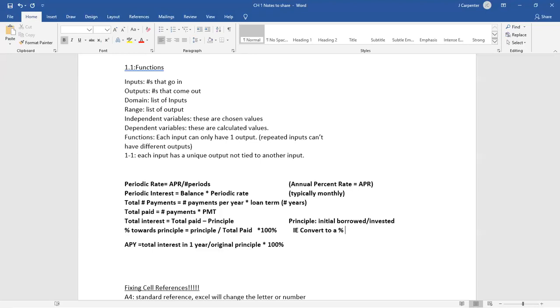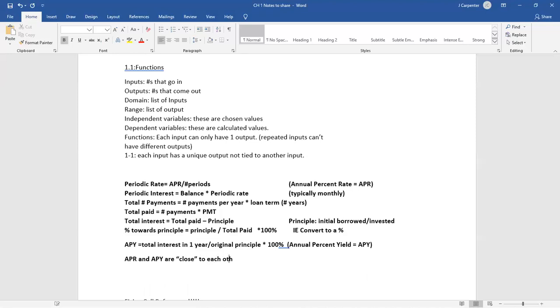So APY, that's the total interest in 1 year divided by the original principal. APY stands for annual percent yield. APR and APY are close to each other usually, but not the same. Now, I put close in quotations because, well, sometimes they're really close to each other, and sometimes not so much.